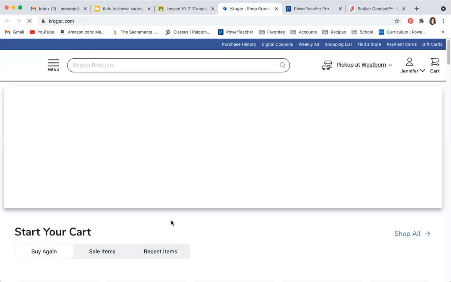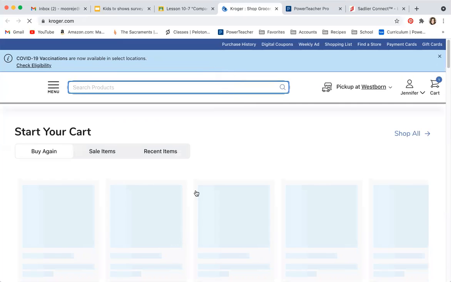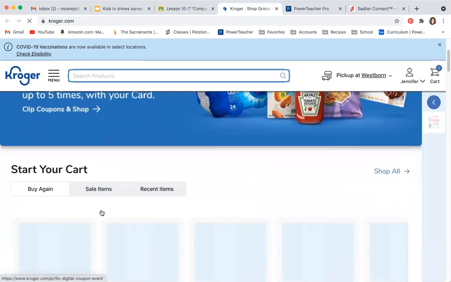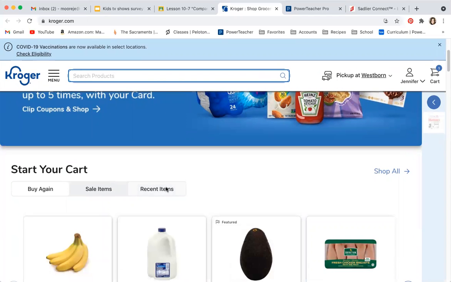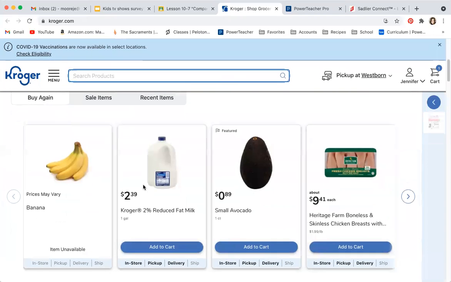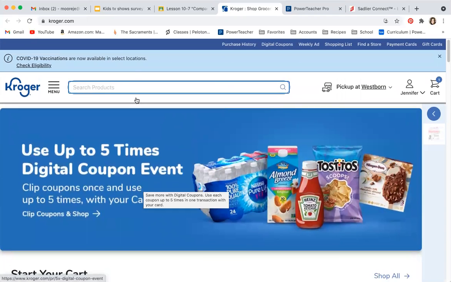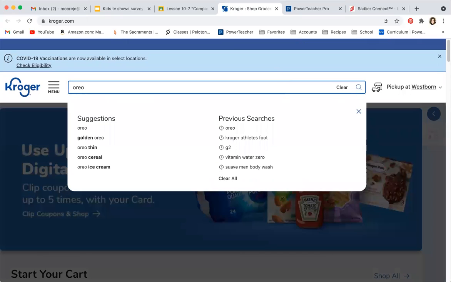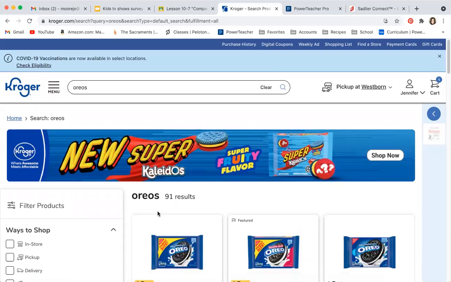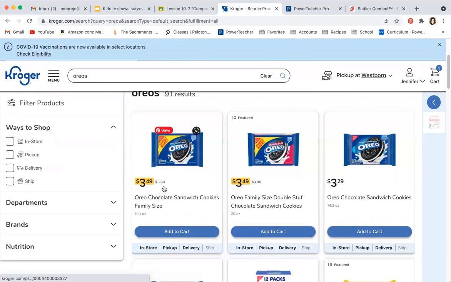What was the first item on your paper? Oreos? Oreos. So once the Kroger website loads, they'll show you all their coupon items, their sale items. They've even shown me the things I recently buy so that if I want to buy them again, it's really easy for me to do and build as a consumer. But up in the search bar, you would just type the product that you're looking for. So you press enter, and then of course there's going to be, look at 91 results. There's 91 results for Oreos here.